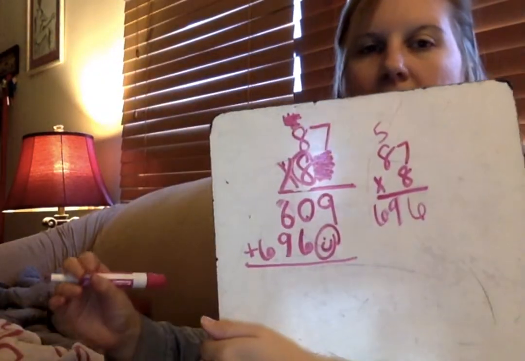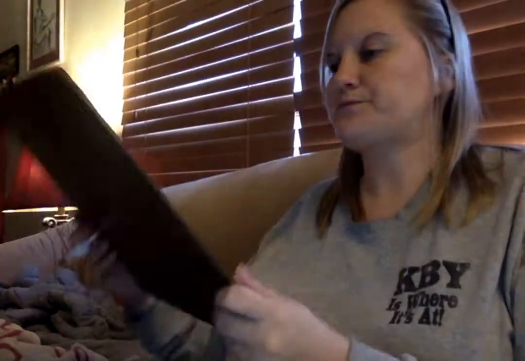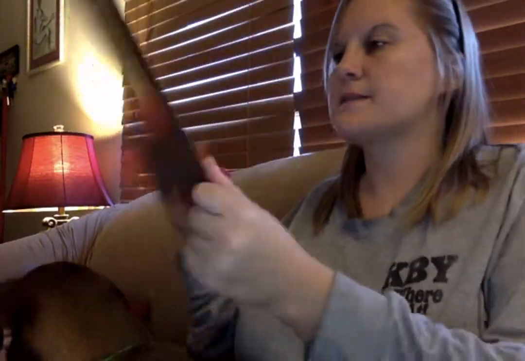All right, and now I need to add them together. 9 plus 0 is a sum of 9. 0 plus 6 is a sum of 6.